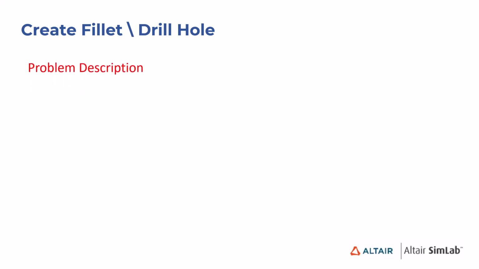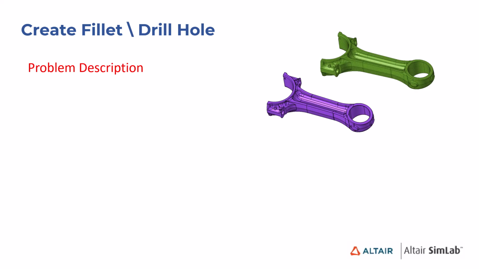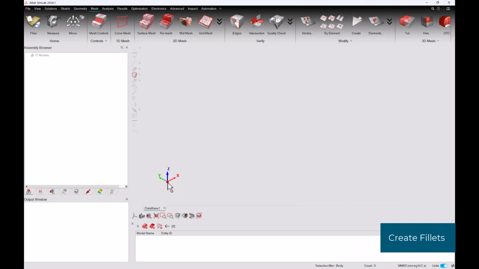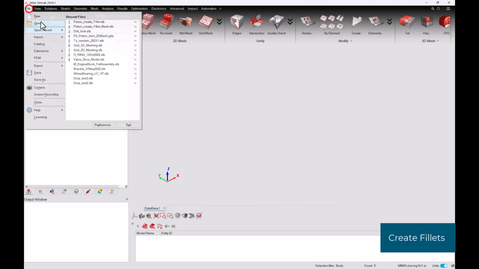So let's see the problem description. We will first see how to create a fillet on the Parasolid CAD and on the FE data. And later, we will see how to drill a hole on the hex bodies and on the dead bodies. So the first option is how to create the fillets.